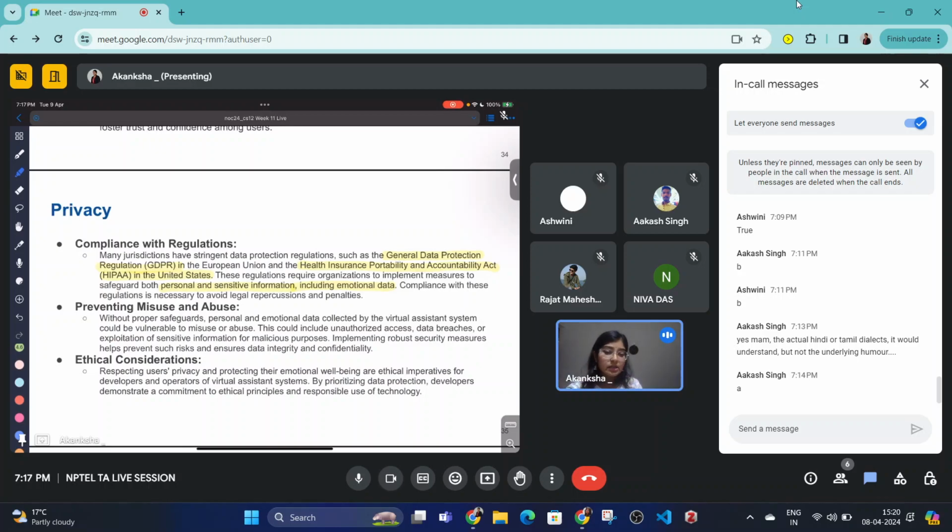Then come the ethical considerations. As a person, you yourself should not engage in these kinds of unethical practices. So, ethical imperatives for developers and operators of virtual assistants. We want to prioritize this data protection. Developers demonstrate a commitment to ethical principles and responsible use of technology. Okay.